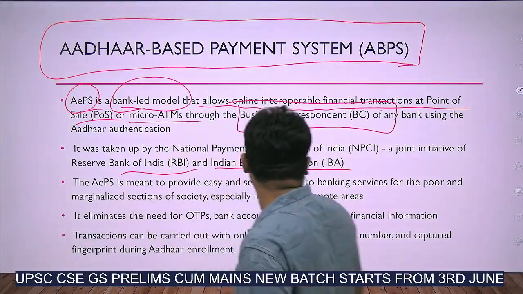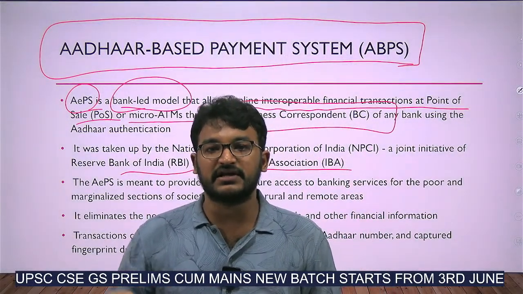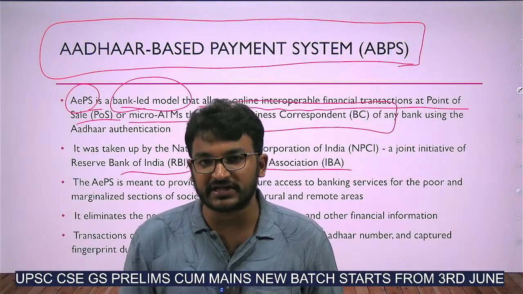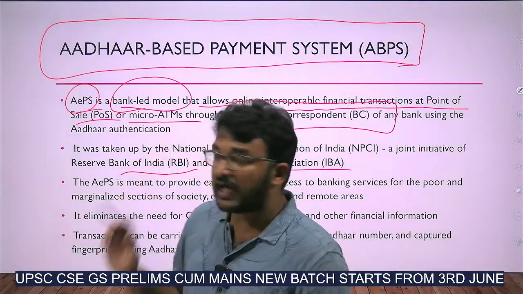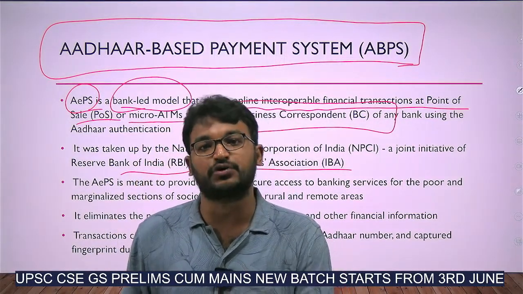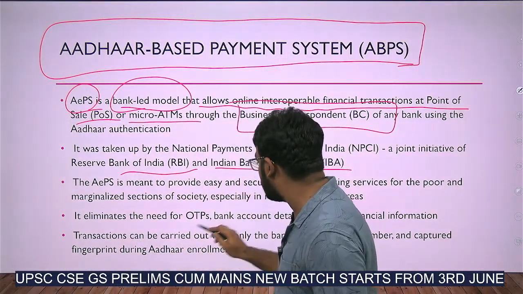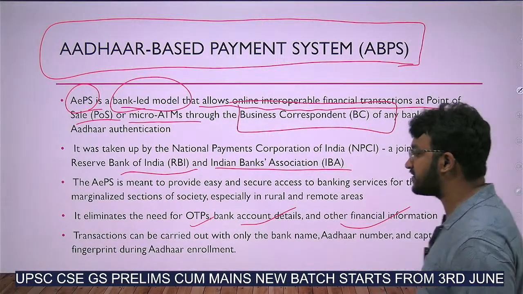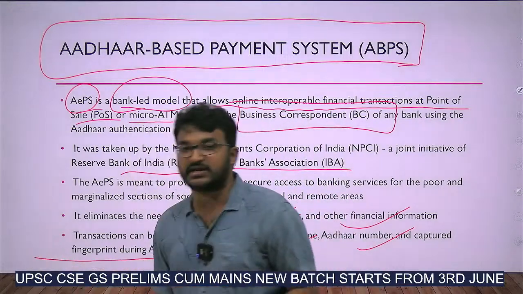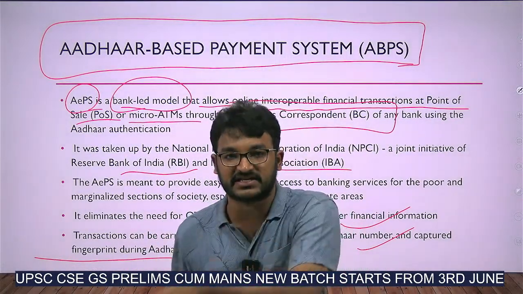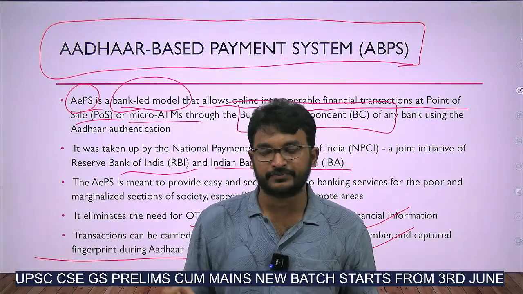Now, why will it be useful? Because we know that in rural areas there is very little financial inclusion. In those areas there is less financial infrastructure also. To take money, this Aadhaar enabled payment system is needed in rural areas and for poorer marginalized sections also. And it eliminates the need for OTPs, bank account details and other financial information. Only the bank name, Aadhaar number and the fingerprint captured during Aadhaar enrollment are sufficient to make a financial transaction in this Aadhaar based payment system. Okay, I hope you are getting this.